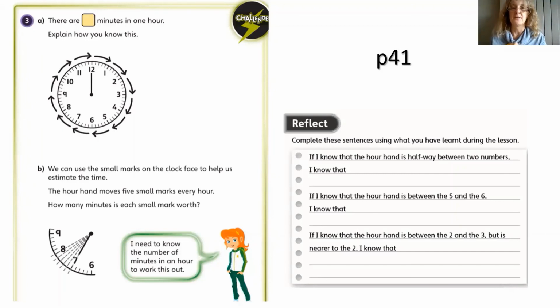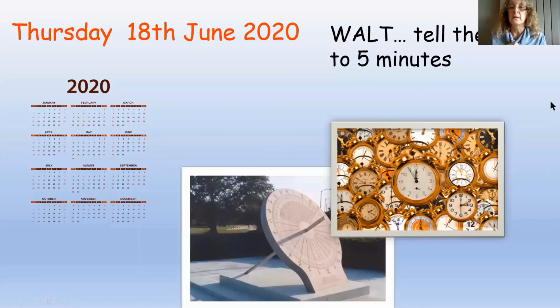So we'll see what we're doing tomorrow. Tomorrow we are going to tell the time to 5 minutes. We're going to be telling the time, and I think we're really good at that because I think today's lesson will really help us.